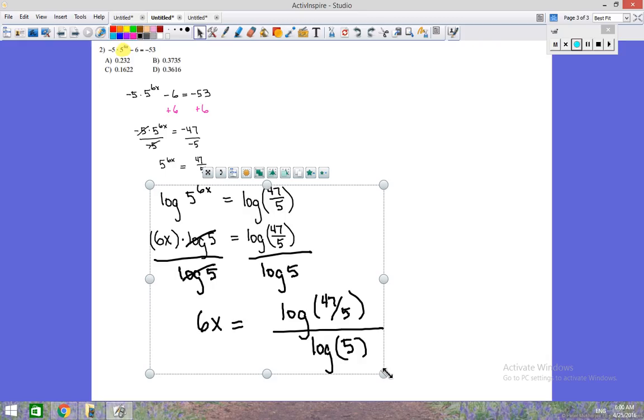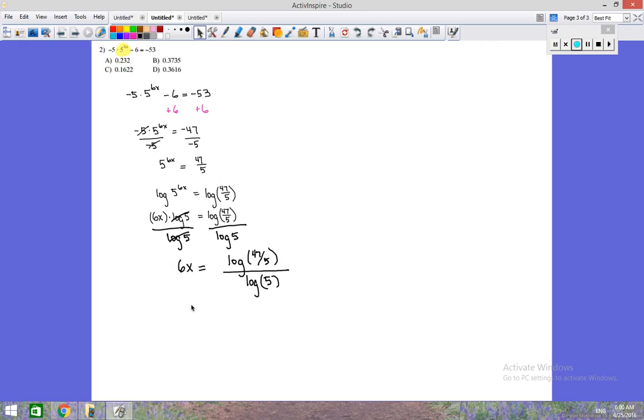All right, so we're almost done. To get the x by itself, the inverse of multiplication is division. So we divide the left-hand side by 6, and 6 divided by 6 is 1. If we take this fraction and we divide it by 6, we're done. We go to the calculator.